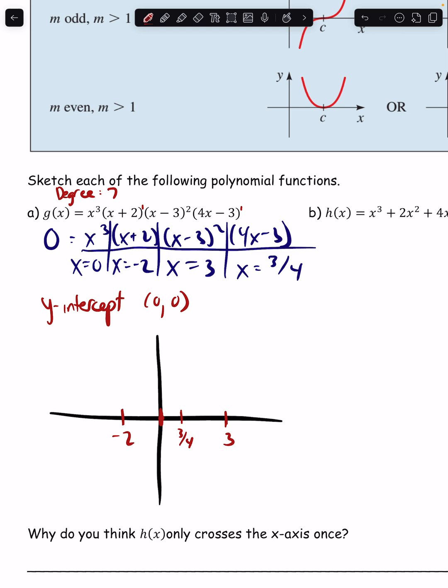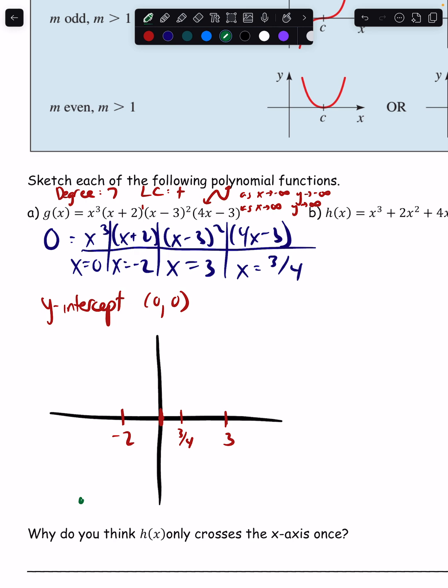And our leading coefficient, there's no negatives in sight for those x's. So our leading coefficient is positive. So that means it's an odd degree, and our leading coefficient is positive, so it's going to look like this. As x approaches negative infinity, the y is also going to approach negative infinity. But as the x approaches positive infinity, the y is also going to approach positive infinity. So that means we're starting down here, and then let's look at each multiplicity of the zeros.